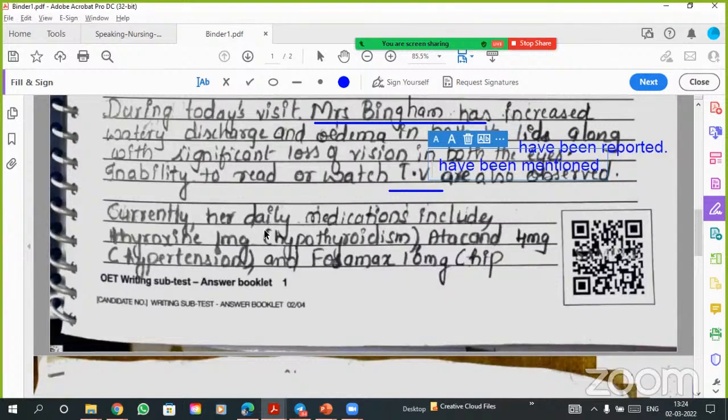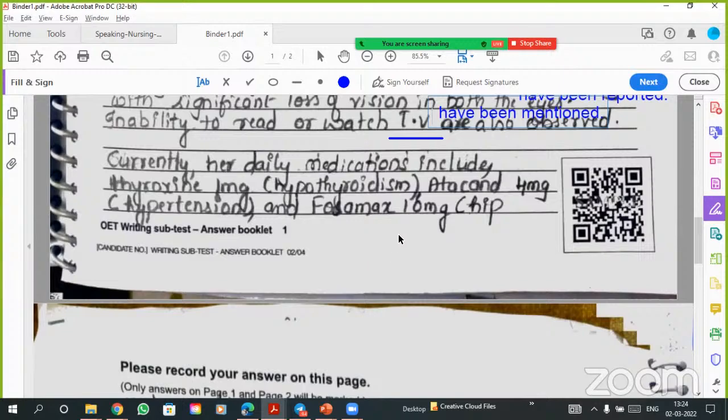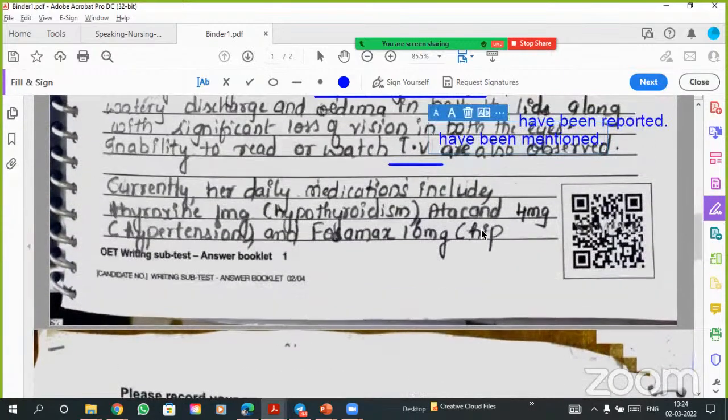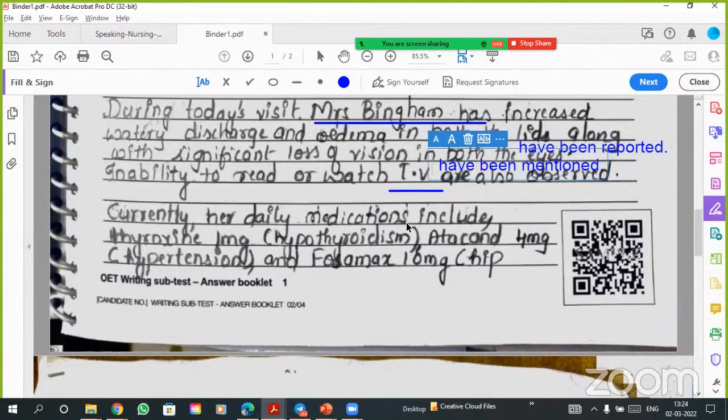So currently, her daily medications include... You can say the current medications include. Okay, so I wrote it. Thyroxine, Atacand and Fosamax 10 mg, hip replacement, respectively. The current medications are, or the current medications include. Include means are there any other medications? It means there are many medications, and only these are being told. So you can just say are; include means there are many medications and these are some of them. The current medications include. The current, no need of "her", avoid "her".